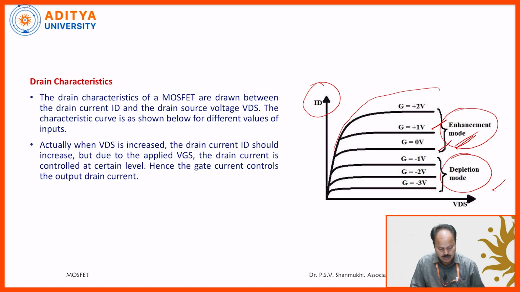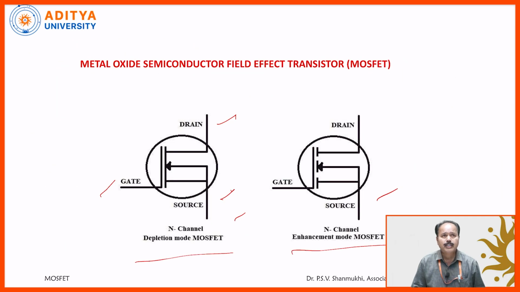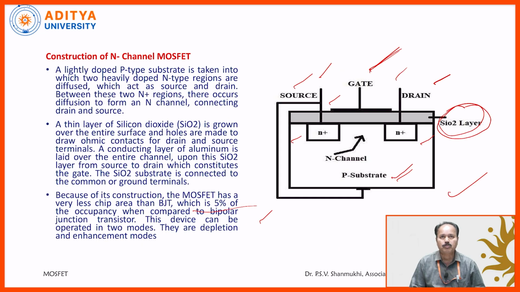So coming to this one once again, MOSFET, metal oxide semiconductor field effect transistor. This is the circuit symbol for this one. Enhanced N channel MOSFET I am taking. It is operated under two modes. One is the enhanced mode, another one is called the depletion mode.